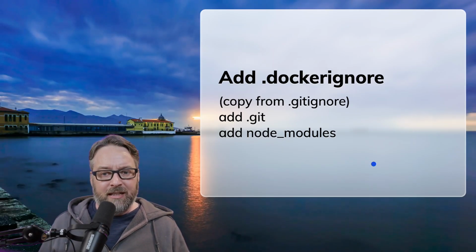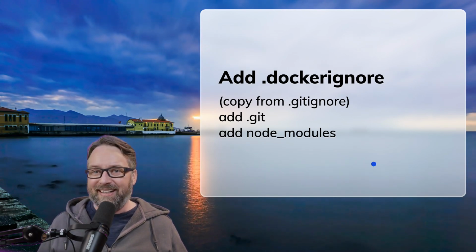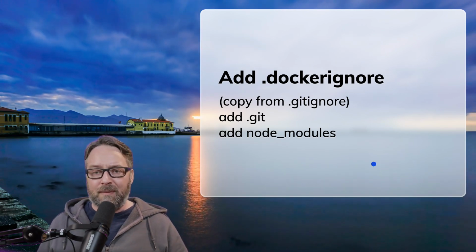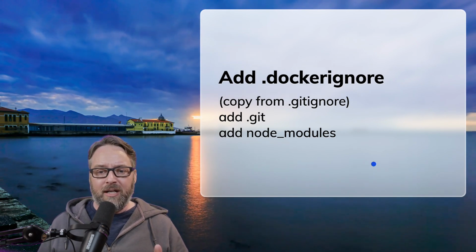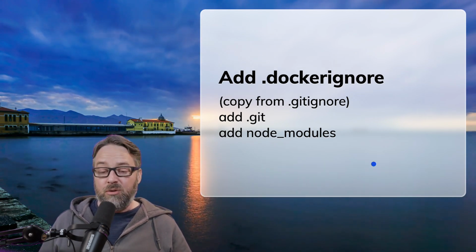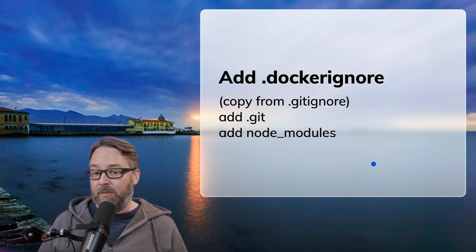Now, you know about dockerignore, right? So dockerignore is essential. I just copy the gitignore file into a dockerignore. You always at least have to add two things: the .git directory and your node_modules directory.